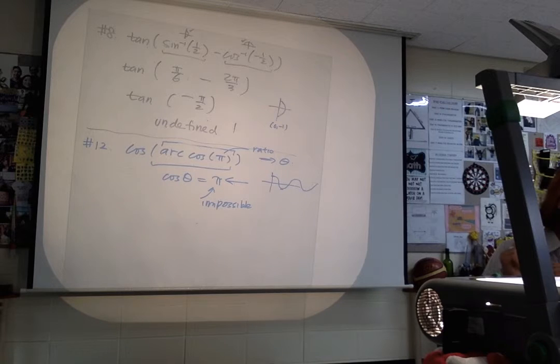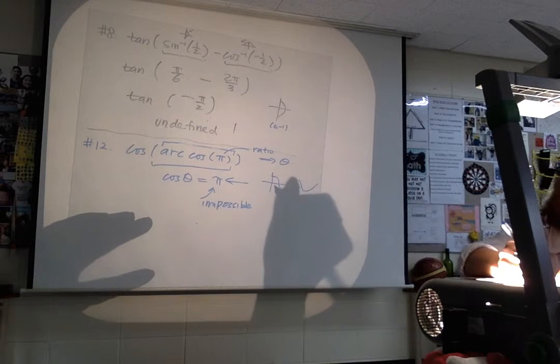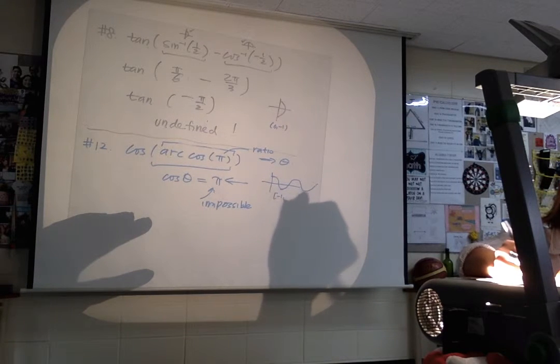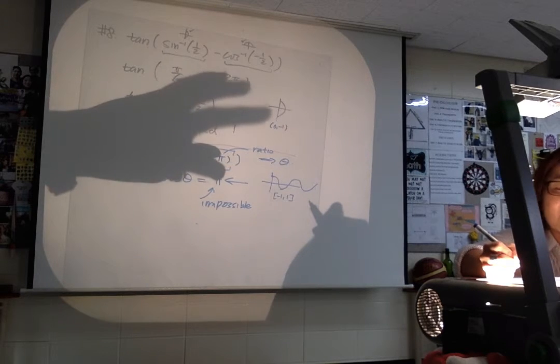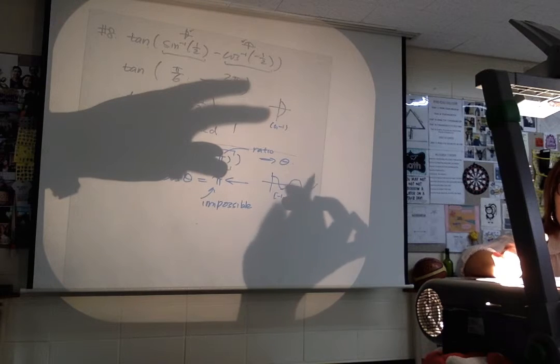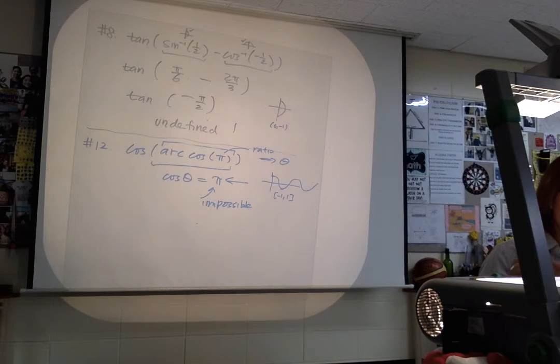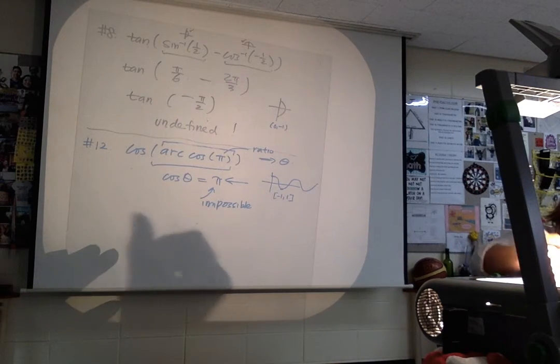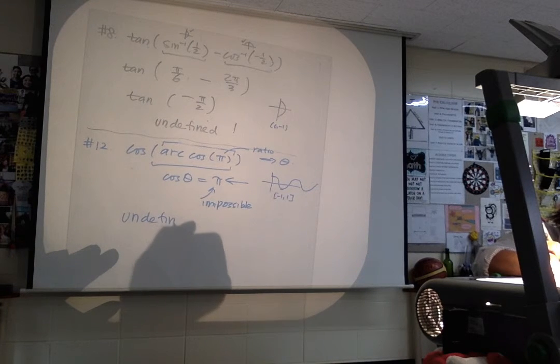Make sure you understand that, it's a little tricky one. You know this guy, the range is going to be negative 1 to 1. But it's saying to us that it's actually a 3.14. That's impossible. There's no angle that will produce a pi, a 3.14. That's why this problem you don't even have to do. It's undefined all the way.